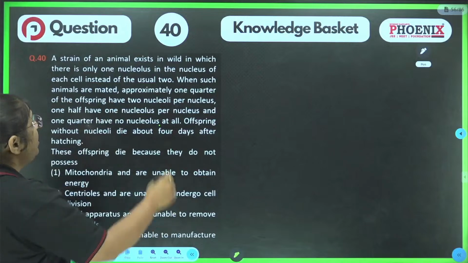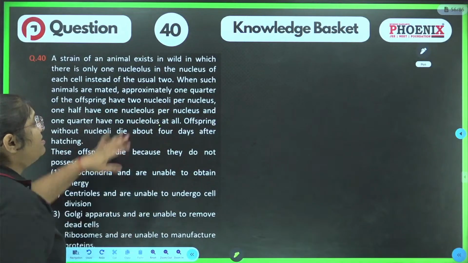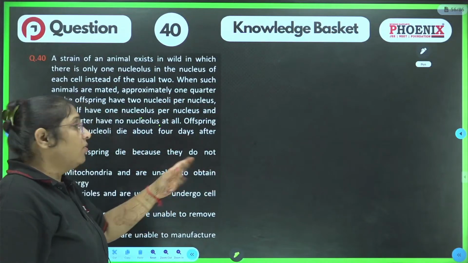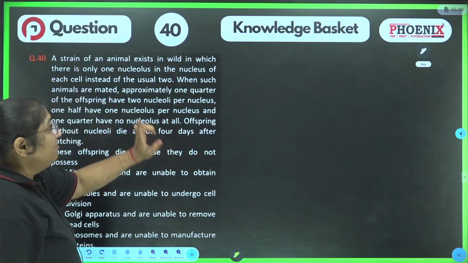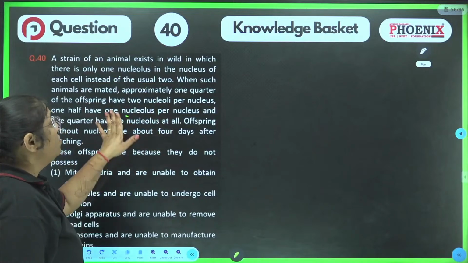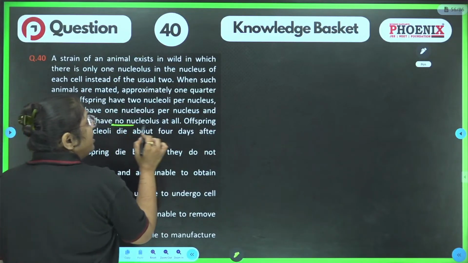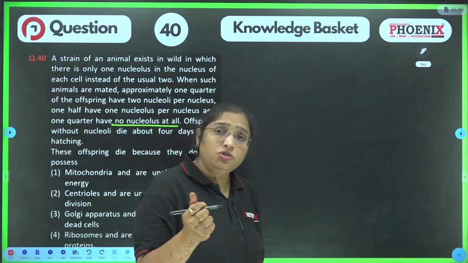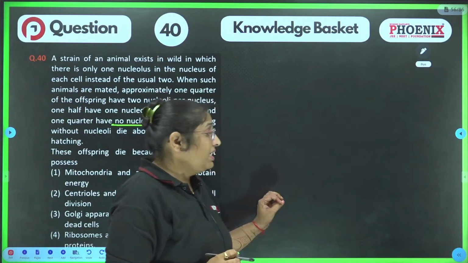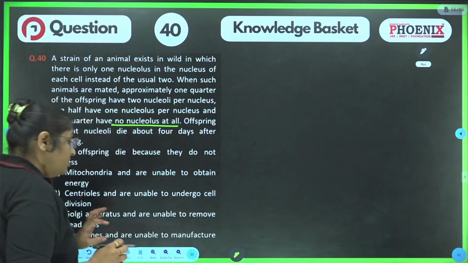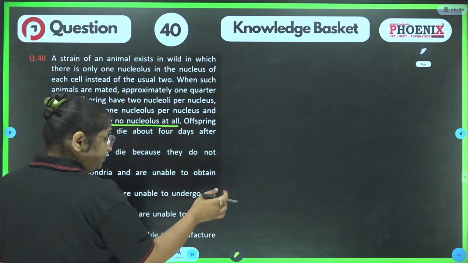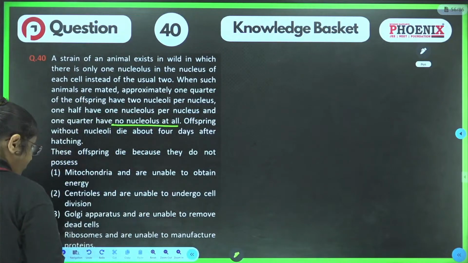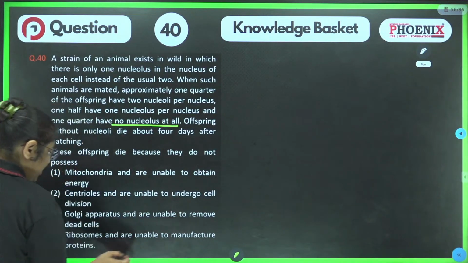Offspring without nucleoli die about 4 days after hatching. Nucleolus is the singular form and nucleoli is its plural form. Basically they are saying that if there is no nucleolus at all, what is the function of nucleolus? The function of nucleolus is basically the synthesis of ribosomes and synthesis of RNA. So here, let's see the given options.